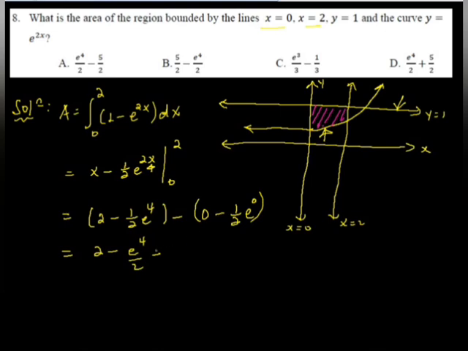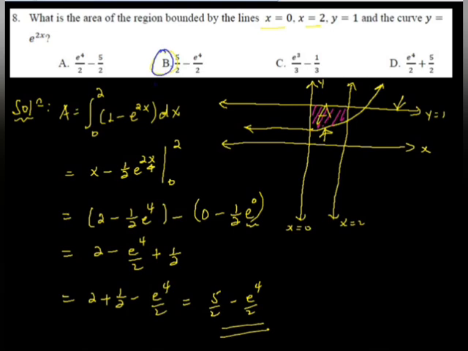Then this becomes 2 minus e to the power of 4 over 2, minus of 0 is 0, then plus 1 over 2, because e to the power of 0 is 1. So this becomes 2 plus 1 over 2 minus e to the power of 4 over 2, which is 5 over 2 minus e to the power of 4 over 2. So this is the given area here. So our answer will be B.